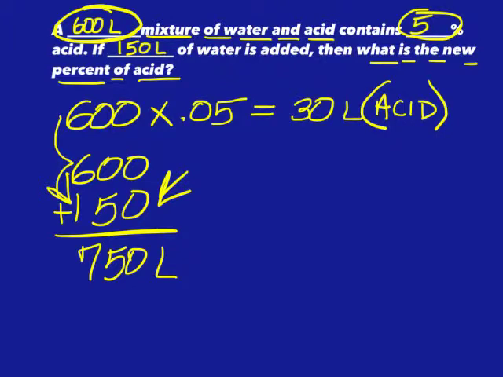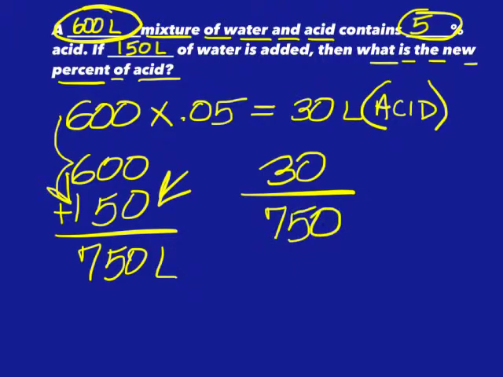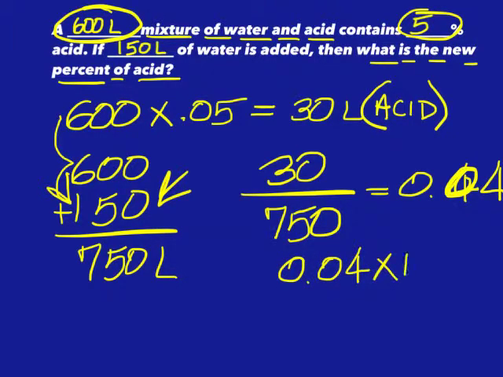To find out what the new percent of acid is, you start out with how much acid you have now, which is 30 liters, and divide it by 750 liters, which is the new total. When you do that, you're going to have 30 divided by 750. That comes out to be 0.04. Multiply 0.04 by 100 to come up with a percent of 4.